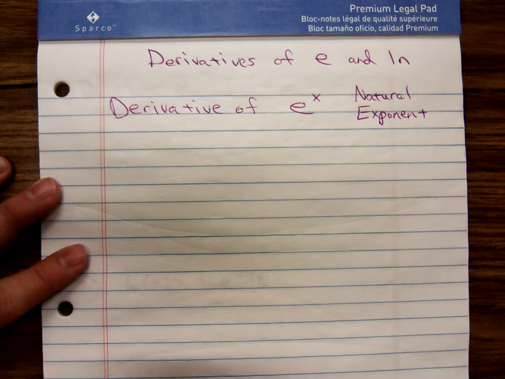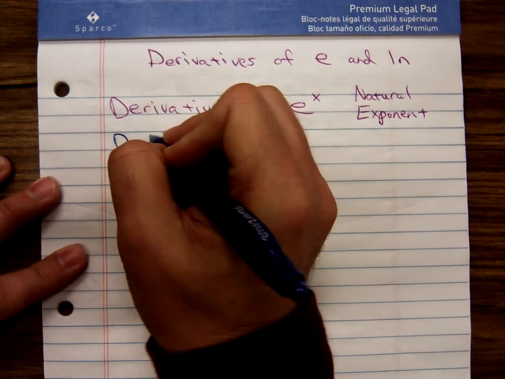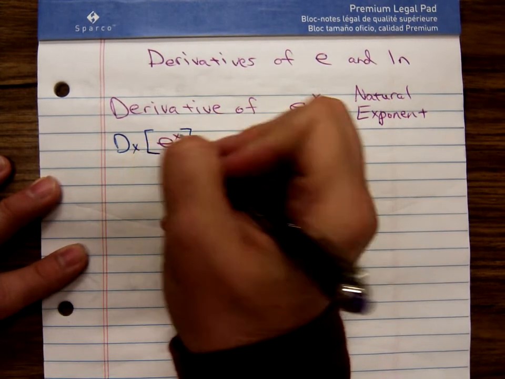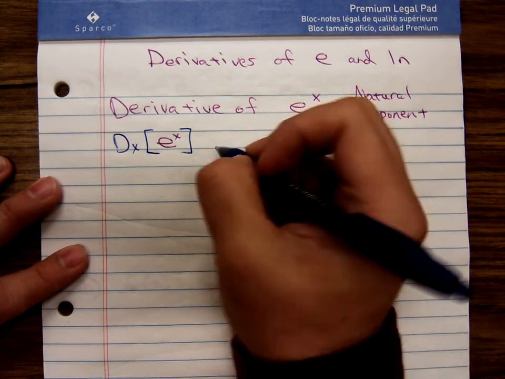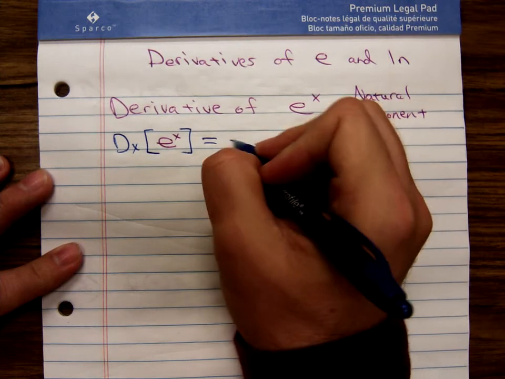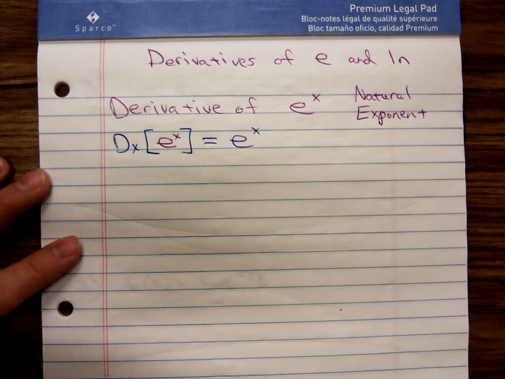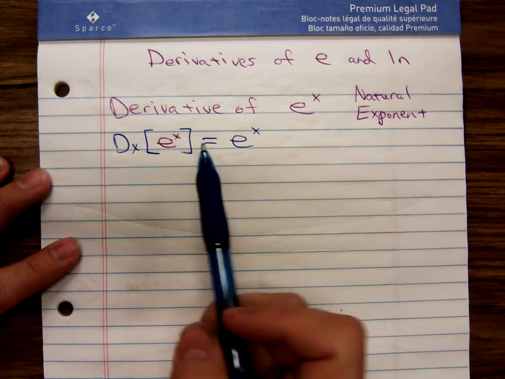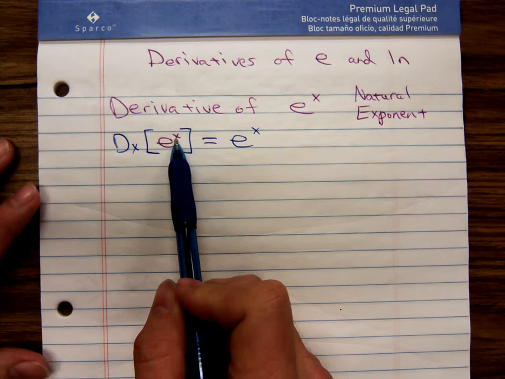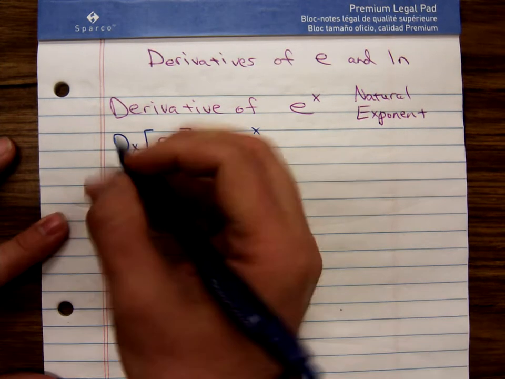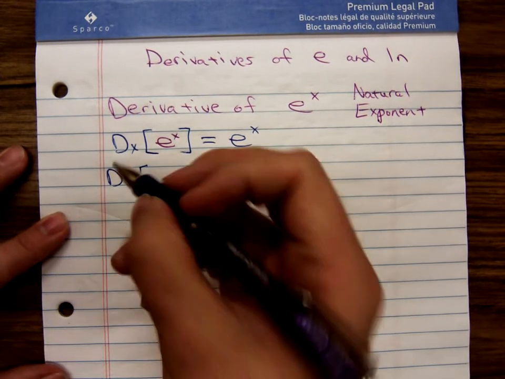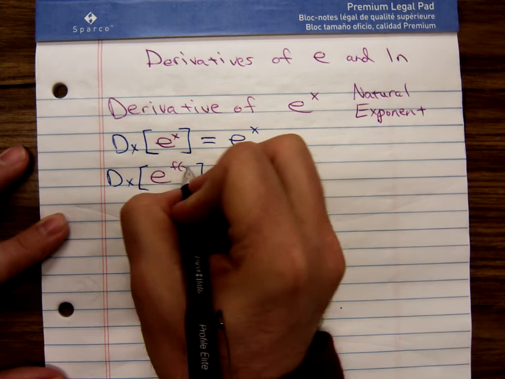We have two derivative formulas we're going to commit to memory. First of all, the derivative with respect to x of e to the x. That's the easiest function there is to differentiate. The derivative of e to the x is just e to the x. And if we want to generalize this, suppose that the exponent is anything other than just an x, the derivative of e to the f of x.